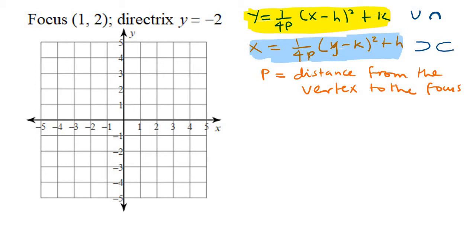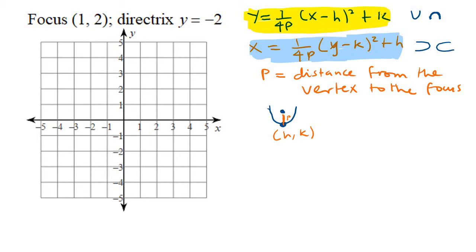In both formulas, P is the distance from the vertex to the focus of the parabola. So if you have a parabola like this, here is the vertex, here is the focus, this distance right here is your P. That's P right there. And then (H, K) is the vertex of the parabola. So we're going to do three examples.